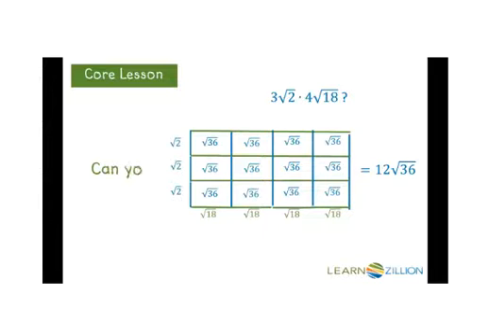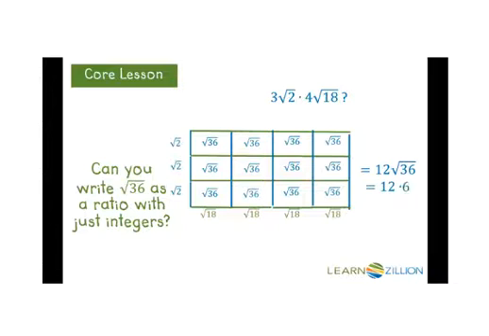You have to ask yourself again, can you write the square root of 36 as a ratio with just integers? Well, we know that the square root of 36 is 6, so what we really have is 12 times 6, which gives us 72. But that's a rational number. The last slide said that an irrational number times an irrational number is irrational. In this case, we had an irrational number times an irrational number that gave us a rational number. So there's no guarantee in this one.